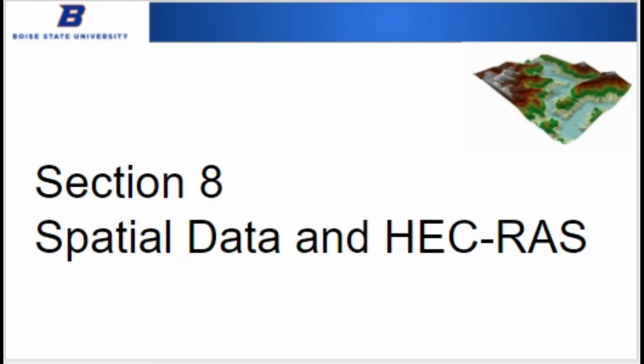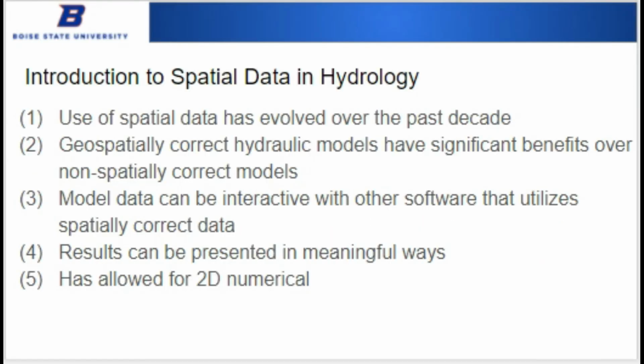In your very brief overview for spatial data and hydrology, because we'll be using that in RAS Mapper. It's evolved over the past decade. We're not just using satellite data, we also can use data from drones called drone photogrammetry. We can use small airplane flights to collect LiDAR data.